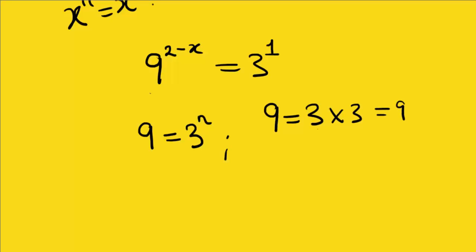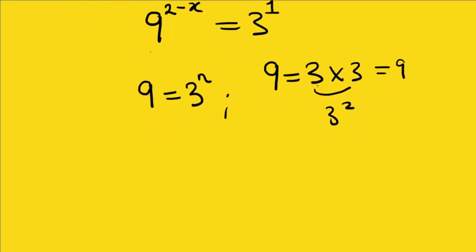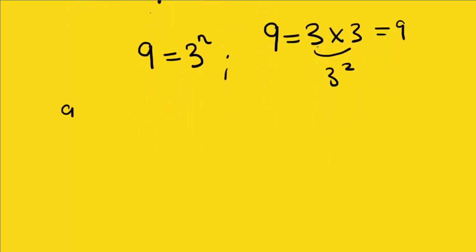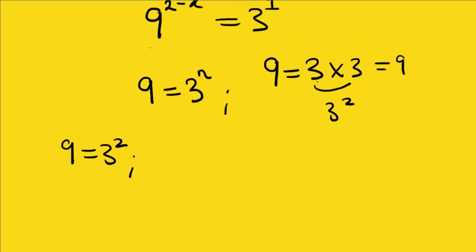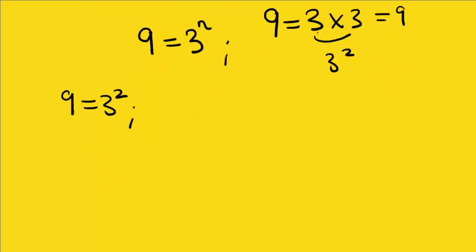So that means this is the same thing as 3 to the 2, because you're multiplying 3 by itself, 3 times 3. So yeah, there are 2 3's involved. That's what 3 to the 2 means: 3 twice, 3 by itself. Anyway, that means 9 is 3 to the 2. But in the question, we're given 9 to the 2 minus x. That means 9 to the 2 minus x is equal to 3 to the 2, all to the 2 minus x.